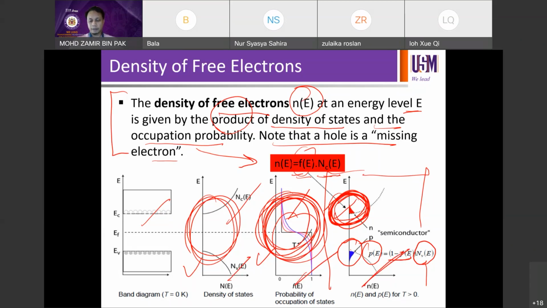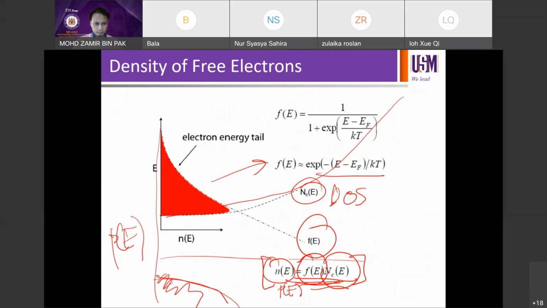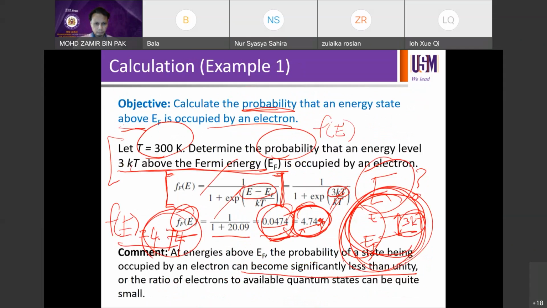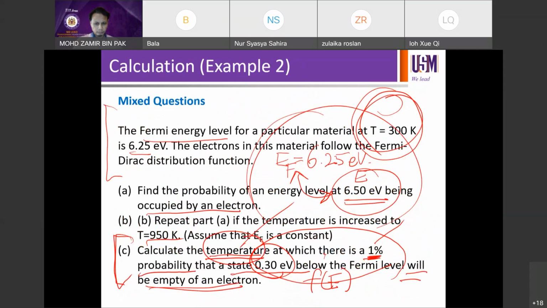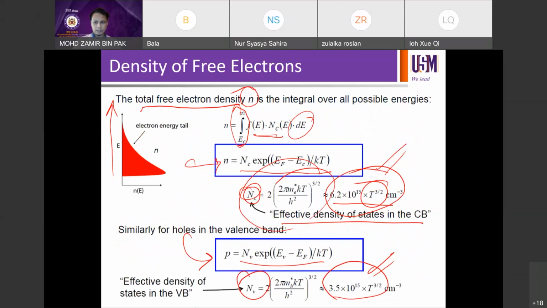Doctor, to clarify again, just now the question C, 0.99 is referring to the probability of finding an electron at the state, right? Yes. Correct, am I correct? Yeah, the probability of a state below EF will be empty of an electron, hole. So the 0.99 is the probability of the state full of electron, right? Yes. Okay, thank you, Doctor. Empty, right? Okay, 1%. So that's the trick. Okay, is there any other question?